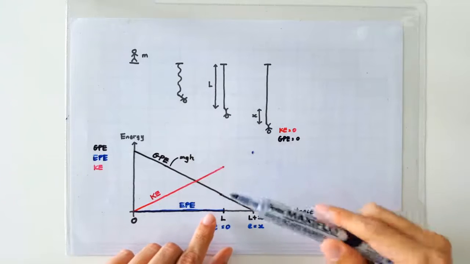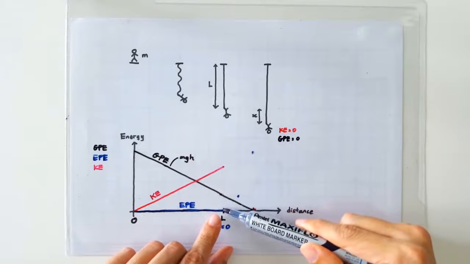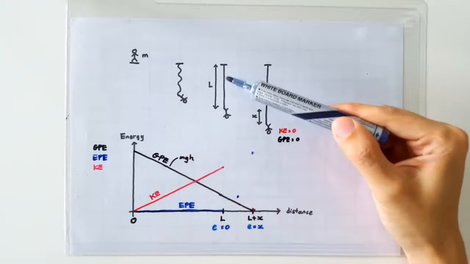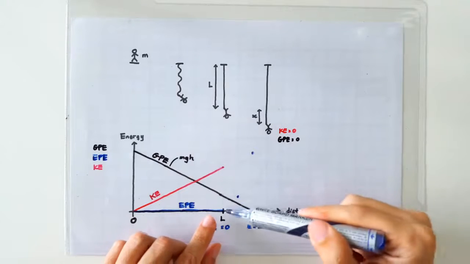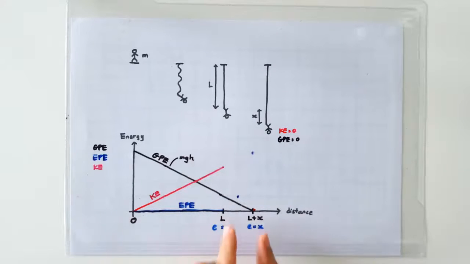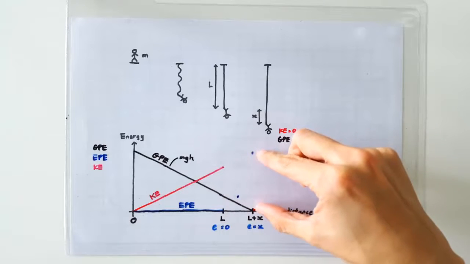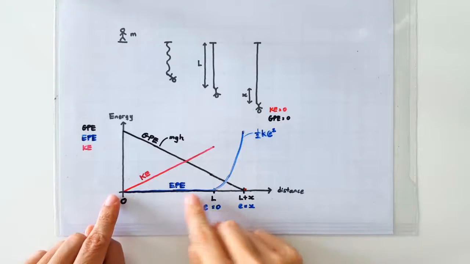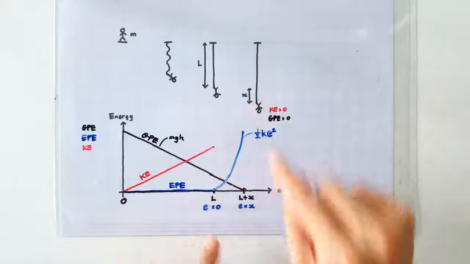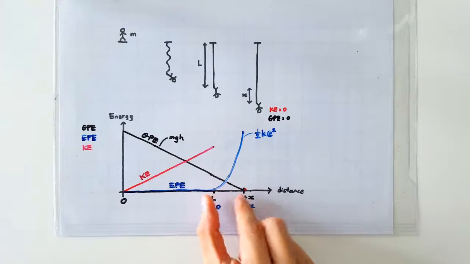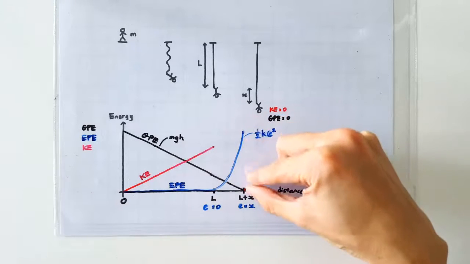But the elastic potential energy will not increase linearly from 0 to this value here. In fact, if the bungee rope obeys Hooke's law, then we know that it should be a quadratic graph joining these 2 points together. In fact, if we halve the extension, then the EPE should become 1/4. So the EPE is 0 until the rope starts to stretch, and it's a quadratic curve here. When we halve the extension, the EPE becomes 1/4.